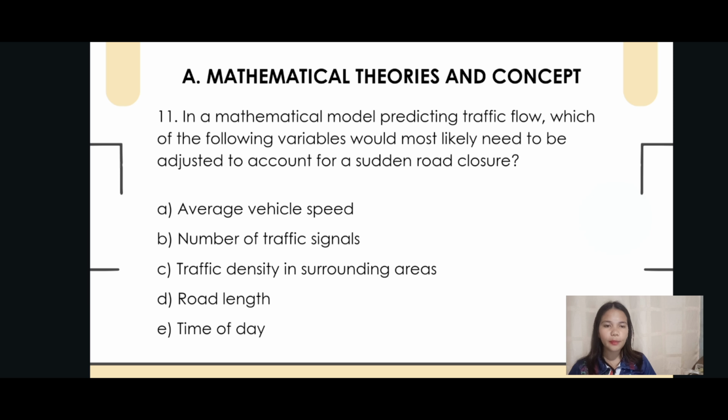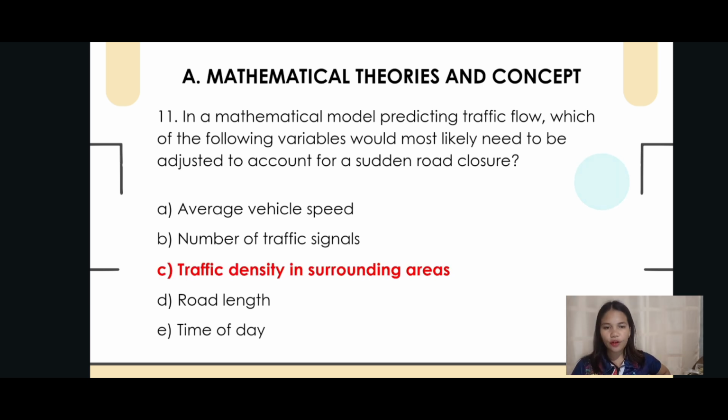In a mathematical model predicting traffic flow, which of the following variables would most likely need to be adjusted to account for a sudden road closure? Is it A. Average vehicle speed, B. Number of traffic signals, C. Traffic density in surrounding areas, D. Road length, or E. Time of the day? So for number 11, the correct answer would be letter C. Traffic density in surrounding areas.